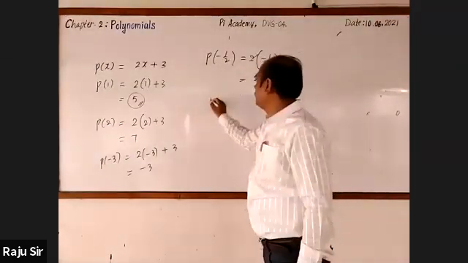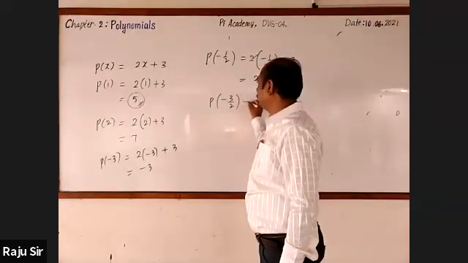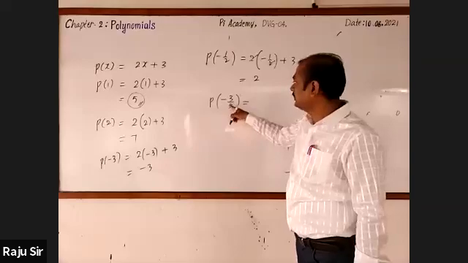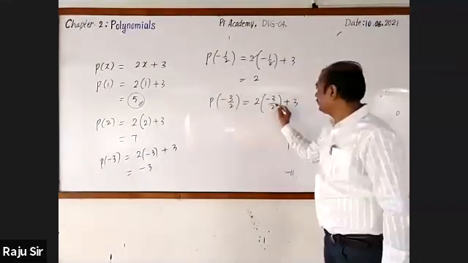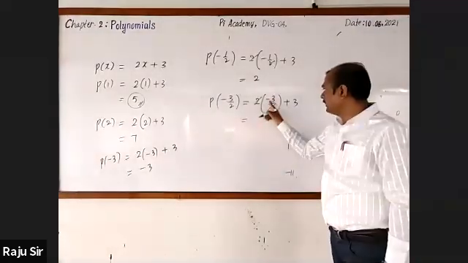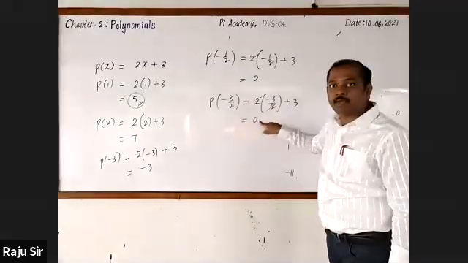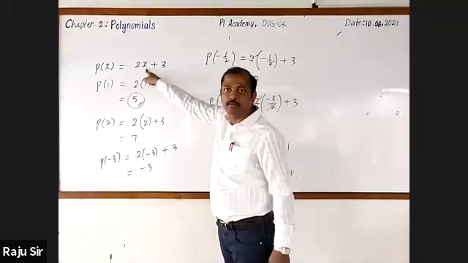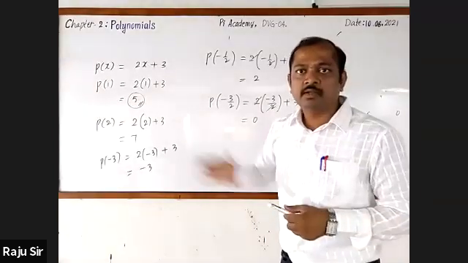I take the last one. It is p of minus 3 by 2. In place of x, I take minus 3 by 2. 2 into minus 3 by 2 plus 3. Here 2 and 2 get cancelled. It is minus 3. This is plus 3. Minus 3 plus 3 is 0. Here 0 is the value of the given polynomial when x is minus 3 by 2. Did you understand? Yes, sir.